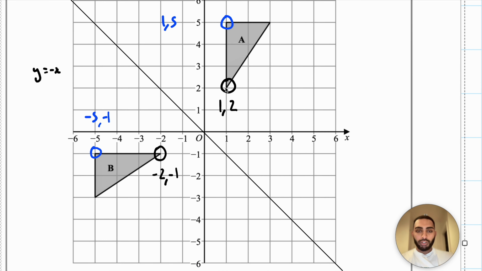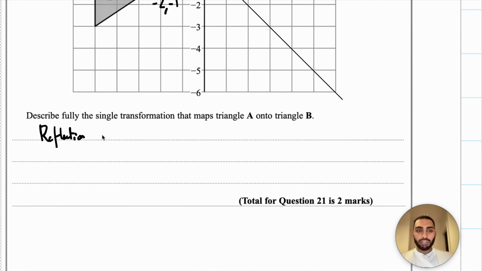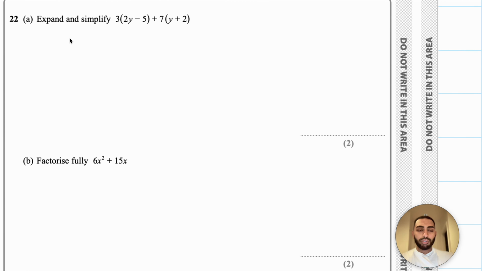And if you wanted to, you could just check it, you could reflect all of these points and just see if it matches up. All I need to do is write a reflection in the line y = -x.